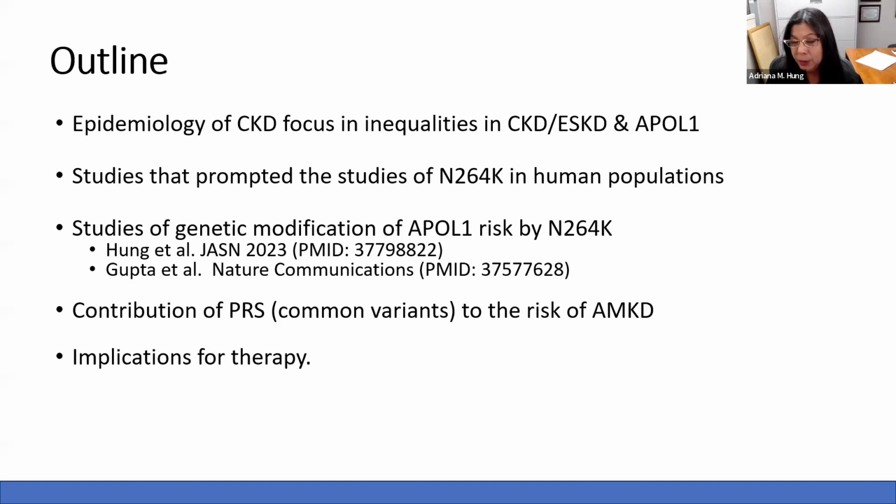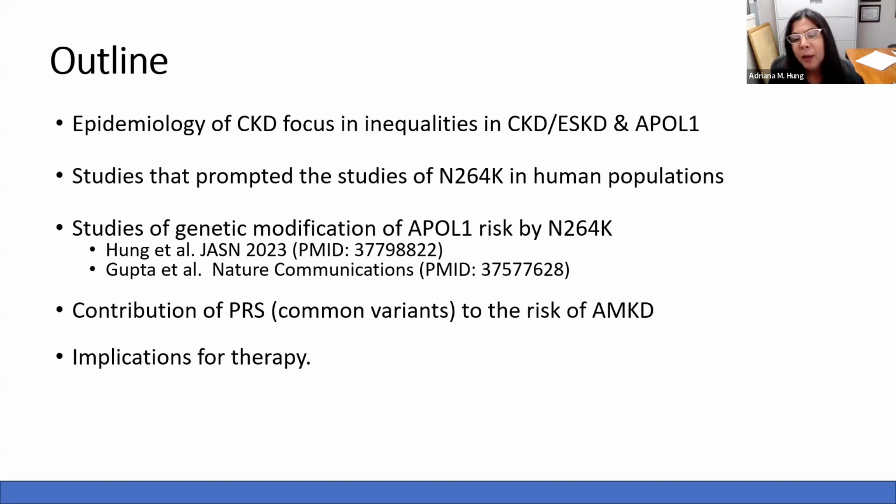modification by APOL1 N264K. That will be one by my group and one by the group of Columbia. The paper is by Gupta, by really Simon Sanekirky.